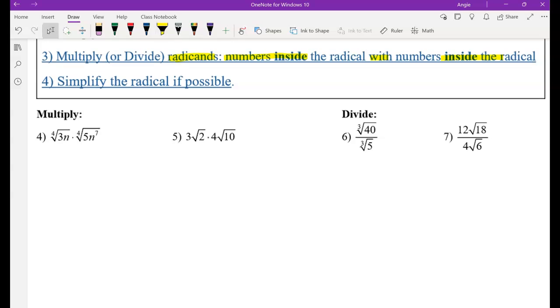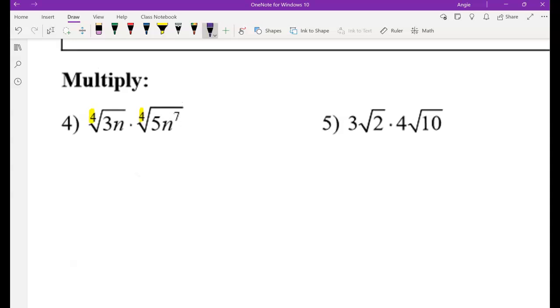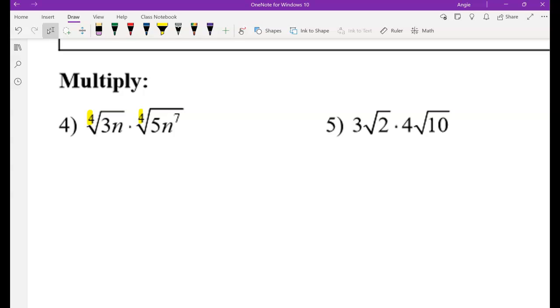All right, let's do these 2 right here where it says multiplying. First, let's check the indexes. We got 4 here and 4 here, so they are definitely the same. We don't have any outside numbers. All of these are radicands. So when you see that they're all radicands, what we can do is multiply them together. So 3 times 5, n times n to the 7th, just like that.